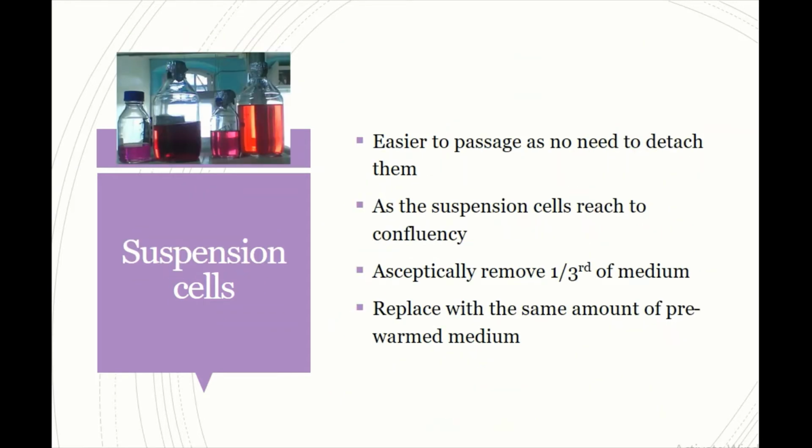If you have a suspension cell, meaning it has grown in a liquid broth or media, then this is a bit easier to culture or passage because you are not detaching the cells per se. So once our suspension has reached confluency, we can aseptically remove a third of the media in the flask, and then add the same amount, that is a third, of pre-warmed fresh media, and you can continue growing and passage as many times.